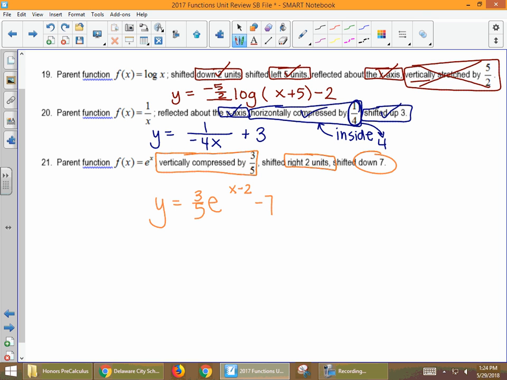So I left a big gap there. Let me rewrite this guy. Here we go. Great. There's your equation. So the x minus 2 is up in the exponent. The minus 7 is outside the function, outside e to the x.